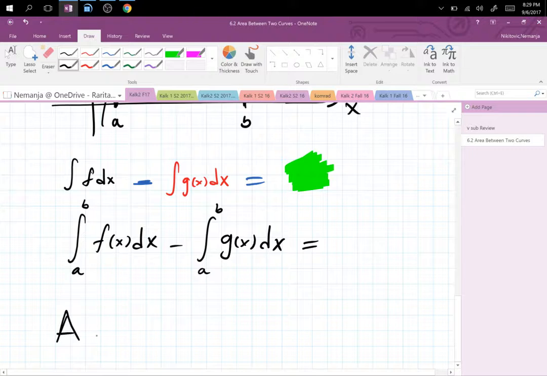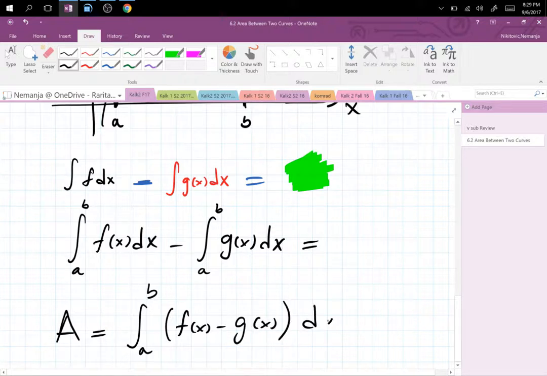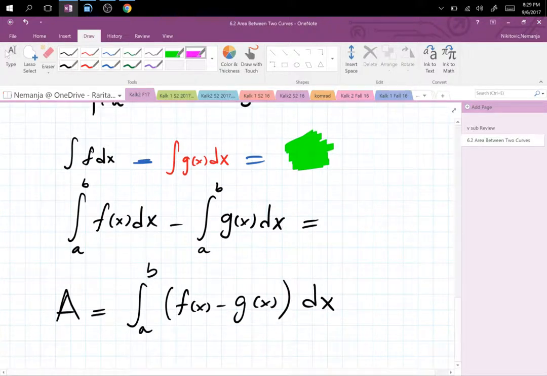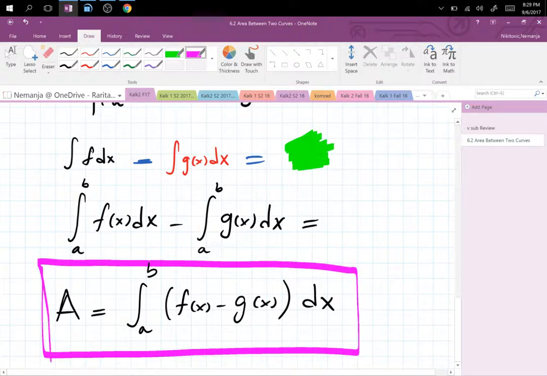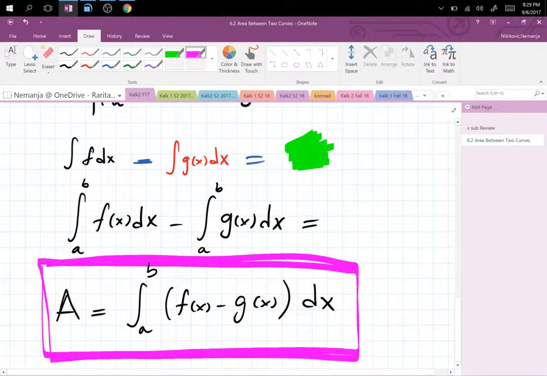So area between 2 curves is given as the integral a to b of f of x minus g of x dx. And I'll just write on the side as a note that f of x is on top. Right? So it's always the top minus the bottom. You might want to write that in your notes. Top minus bottom.